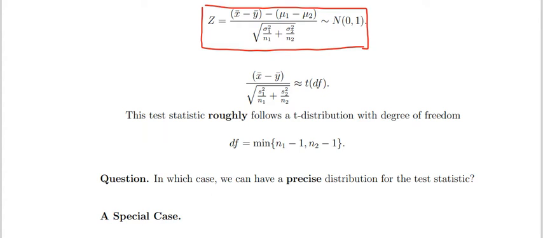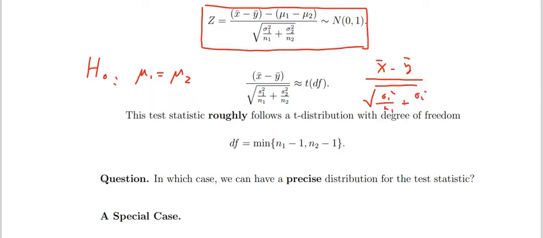Okay, so on the H0, H0 is usually mu1 equals mu2. On the H0, mu1 minus mu2 equals 0. So we have x bar minus y bar over the square root of sigma 1 square over n1 plus sigma 2 square over n2. So this follows standard normal.